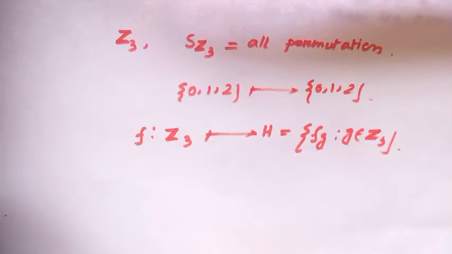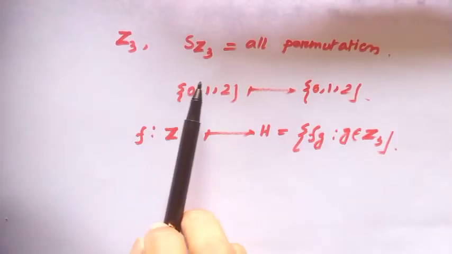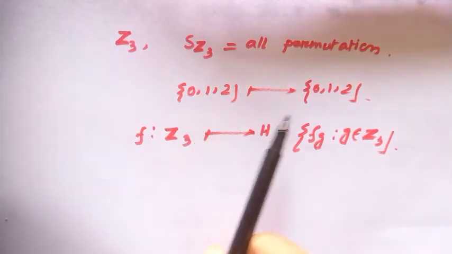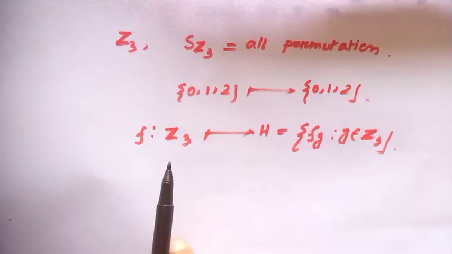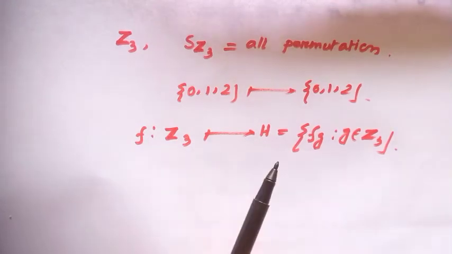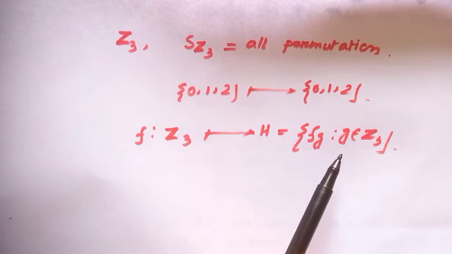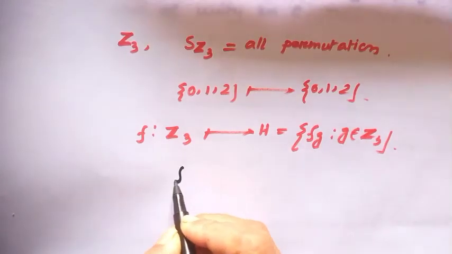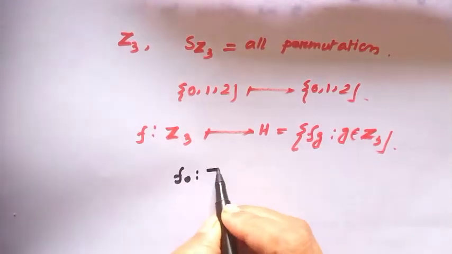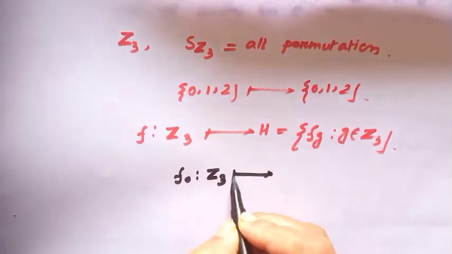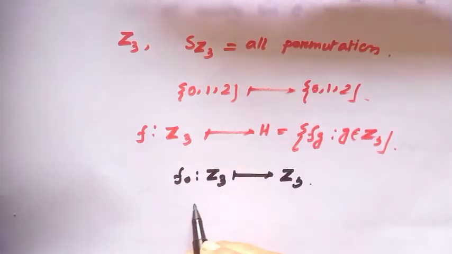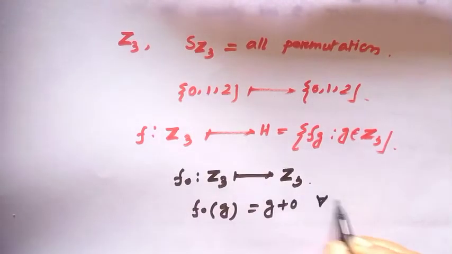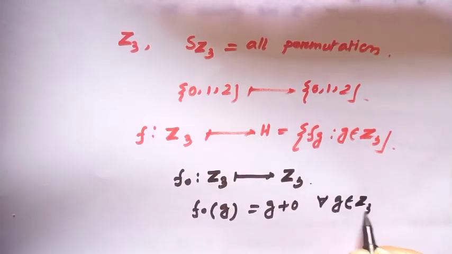Okay? Well, let's see one example, Z3. Let S3 be the set of all permutations from the set {0, 1, 2} to {0, 1, 2}. And consider the mapping f from Z3 to S3, which is equal to f_g such that g belongs to Z3. Consider a mapping f0 from Z3 to Z3 such that f0(g) equals g plus 0, for all g a member of Z3.